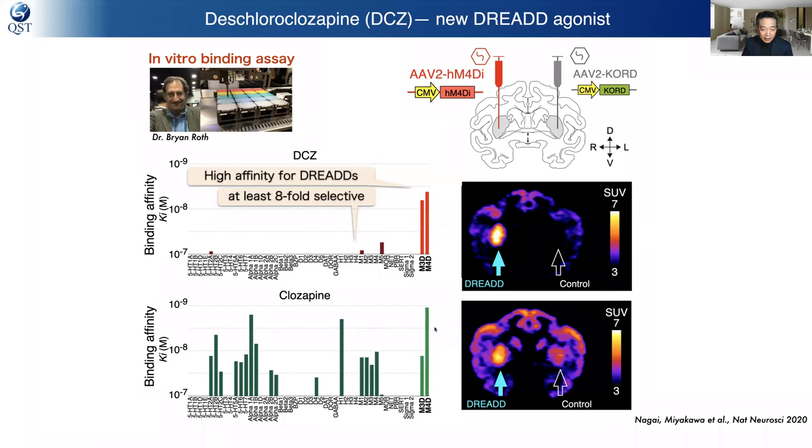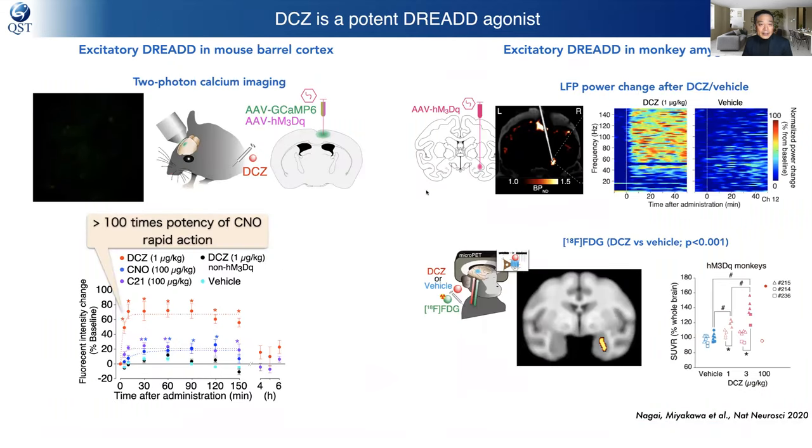Clozapine, on the other hand, although it has strong affinity for the DREADD, also has similarly high affinity for endogenous receptors. So these are consistent with the PET result: DCZ has high selectivity for DREADD. We also show that DCZ is a potent DREADD agonist in vivo. First, we tried this in mice expressing hM3Dq excitatory DREADD in the visual cortex with the GCaMP6 calcium indicator. After DCZ infusion, we obtained a nice jump in neuronal activity immediately after DCZ injection, and this activity is much higher compared to CNO or other agonists.